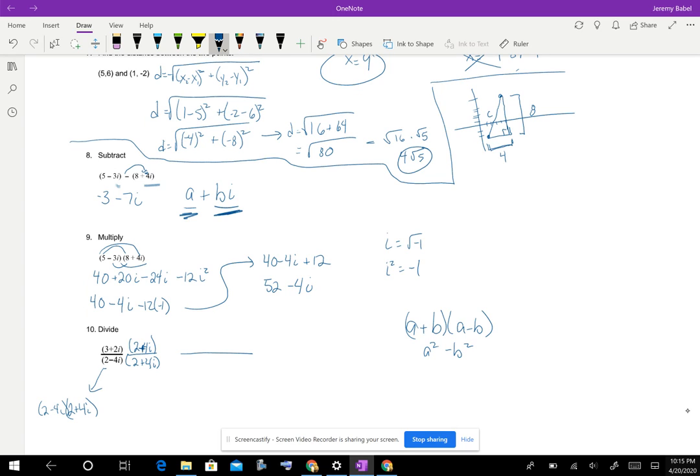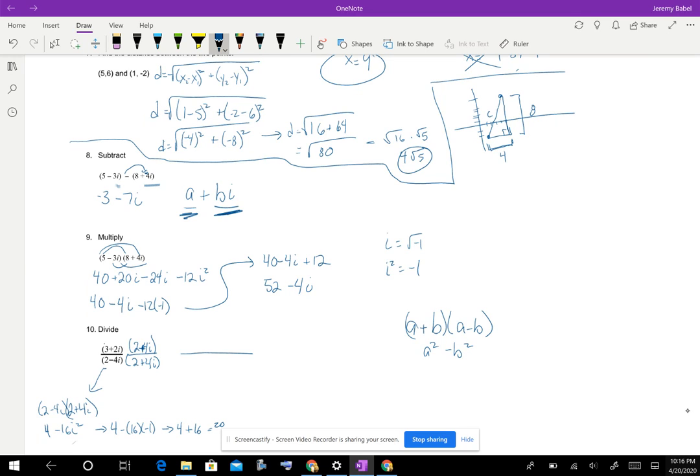If we use that distributing idea, we'd have 2 times 2 is 4. I'm not going to write it, but 2 times positive 4i is positive 8i. Here we would have negative 8i. That'll cancel to 0. Negative 4 times positive 4 is negative 16. I times I is i squared. We know i squared is negative 1. So that is 4 minus 16 times negative 1, which is going to be 4 plus 16, which is 20. So our denominator is just going to be 20.